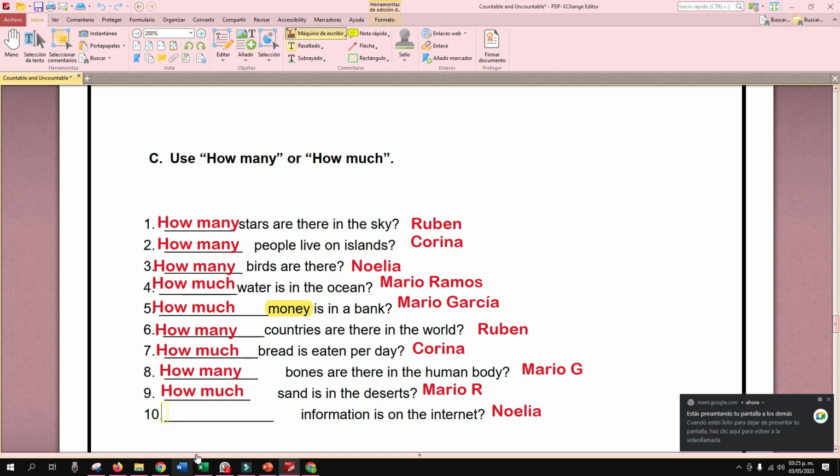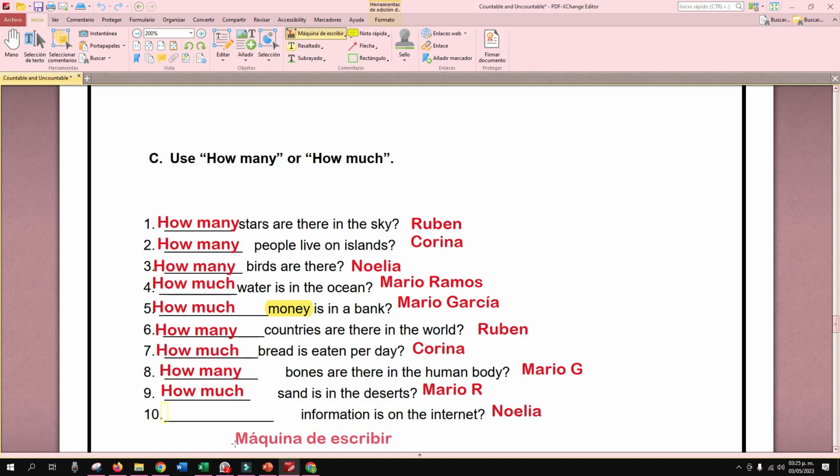Good. And the last one, Noelia. Information is on the internet. You know, that is like love, right? Abstract idea or things. Can you count information? No, right? So, which would be that one? How much or how many? How much? Excellent. How much information is on the internet?